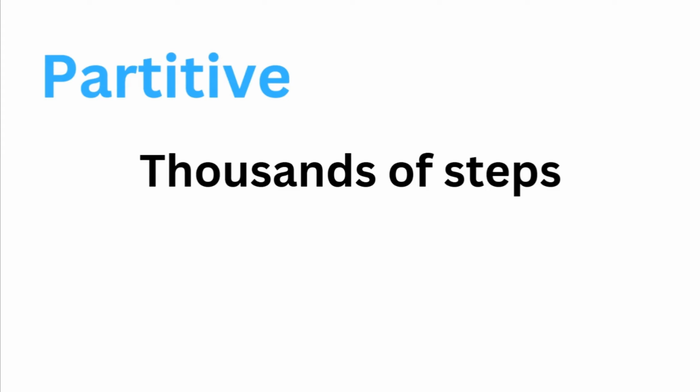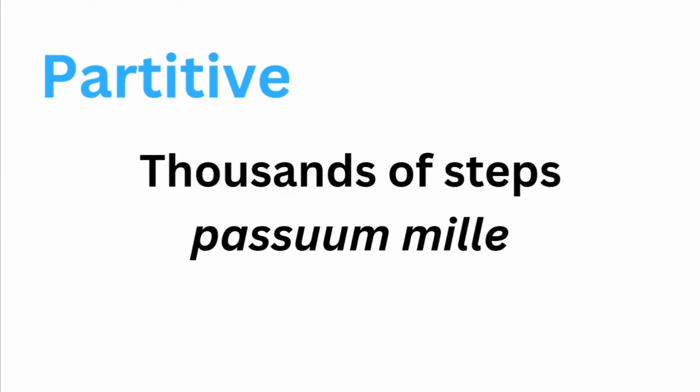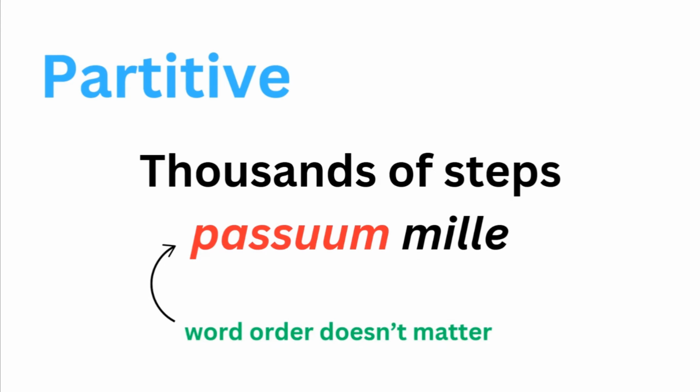Thousands of steps. Again, it's a number. Passum mille. Now this is quite a common phrase because it actually just means a mile. 1,000 steps. Passum mille. Passum is my genitive. Now remember, in Latin, word order doesn't matter. So don't worry if it comes before the quantifier, the hundreds, the thousands, the part of. The important thing is that it is in the genitive case.